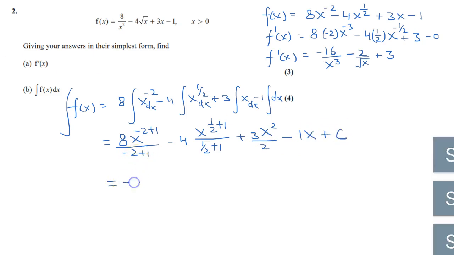So this is negative 8 x to the power minus 1, and this will be 4 times 2 is 8 over 3, x to the power 3 over 2, plus 3 over 2 x square, minus x, plus c.